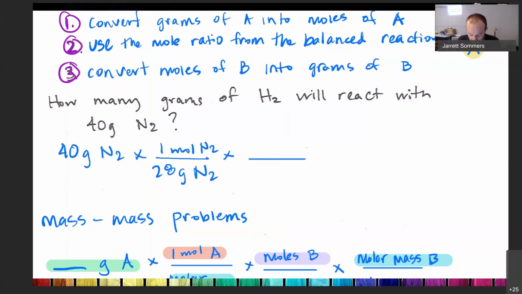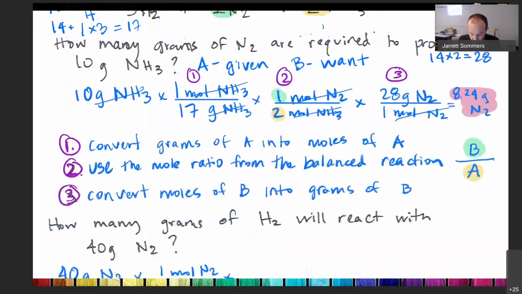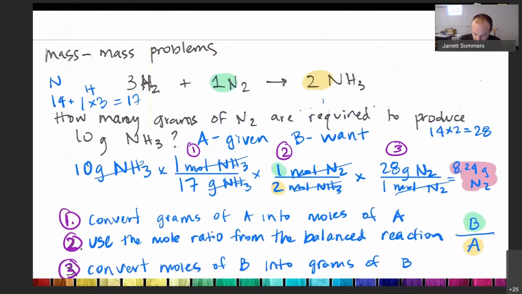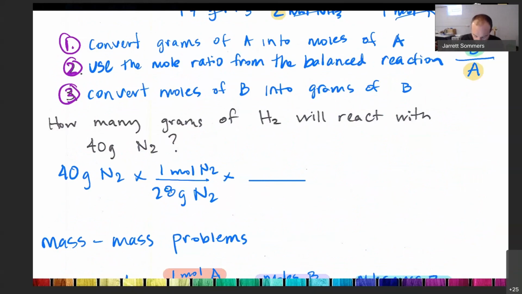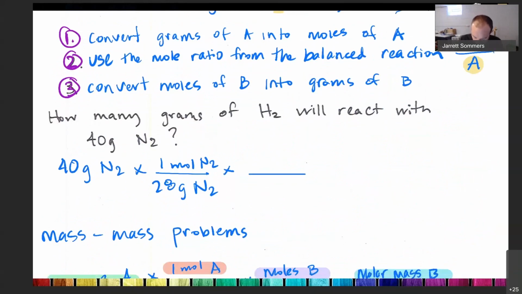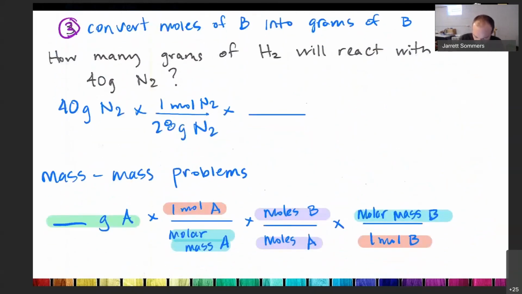Next is to use the mole ratio. So I'm starting at nitrogen and I'm going to hydrogen. So it's a 1-to-3 ratio, as you can see from the balanced reaction. 1 nitrogen gives you 3 hydrogen. 1 mole of nitrogen gives you 3 moles, or reacts with 3 moles of hydrogen.